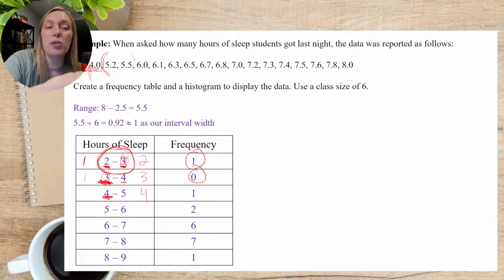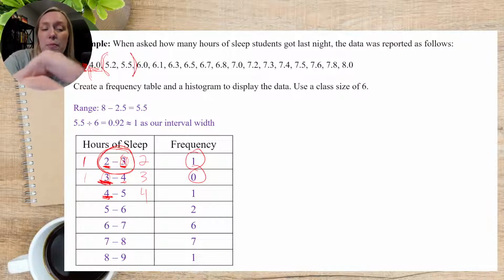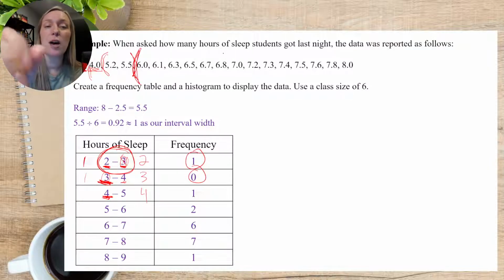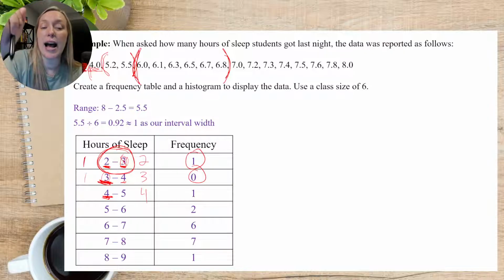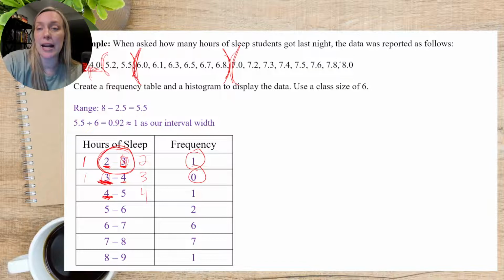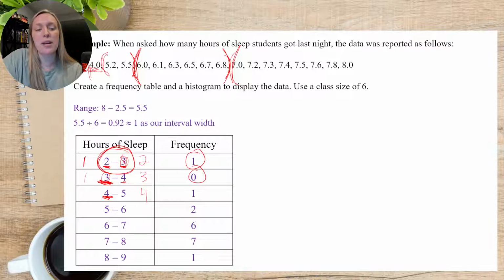From 5 up to, but not including 6, I have 2. From 6, including 6, up to, but not including 7, I have 6 values. From 7 up to, but not including 8, I have 7 values there. Sorry, I clicked off of my slides, so I'm trying to get back. And then from 8 to 9, I just have that one last data point there, of 1. And that's my frequency table now, made and organized, and now I can make my graph.